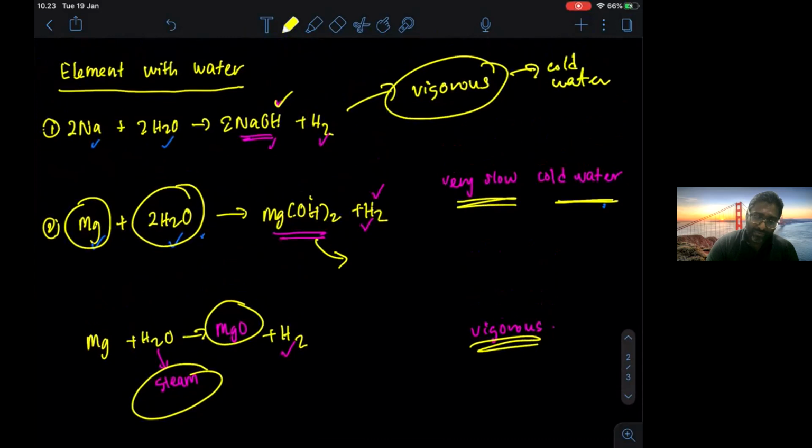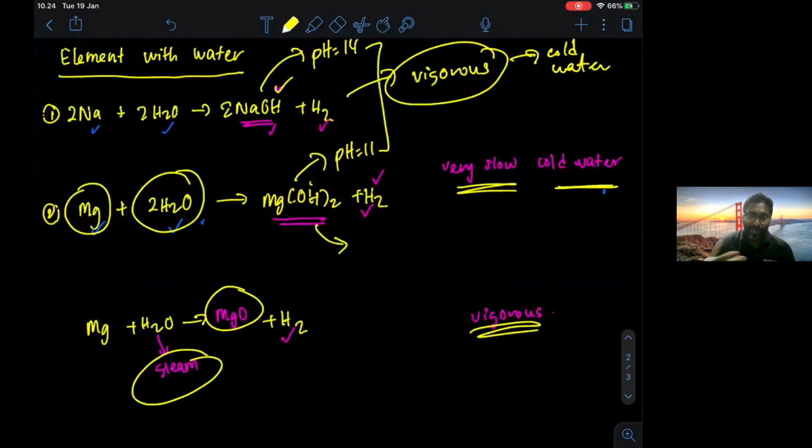When it comes to these two, both of them form an alkaline solution. The pH of sodium hydroxide is going to be pH 14. This pH is going to be pH 11. So you can clearly see that for sodium hydroxide the pH is 14. It tells us that sodium hydroxide is more soluble, giving more hydroxide ions compared to magnesium hydroxide. So the solubility of sodium hydroxide is more compared to magnesium hydroxide, and that explains the difference in the pH as well. This is for the reaction of elements with water.